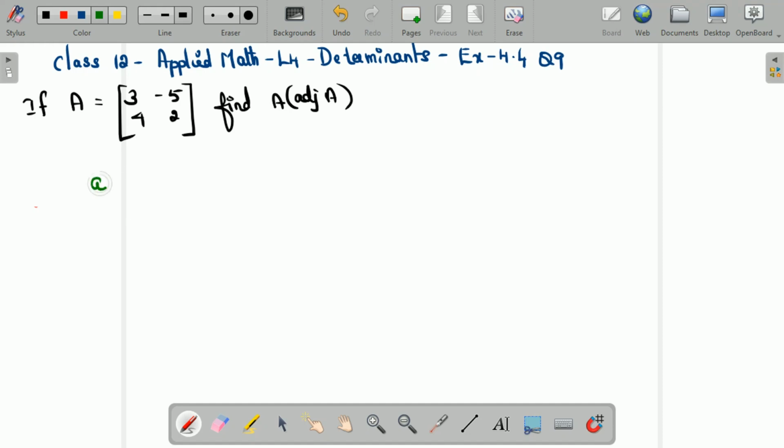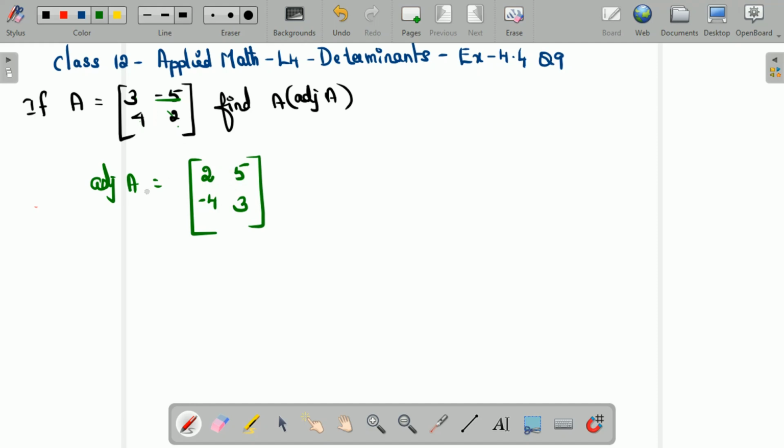So first let's write what is adjoint of A. So it's a 2 cross 2 matrix. So here we're going to swap the location of these two elements. So this will be 2 and this will be 3. As far as these two elements are concerned, we're going to change the sign. So this minus 5 will become simply 5 here and 4 will become minus 4.